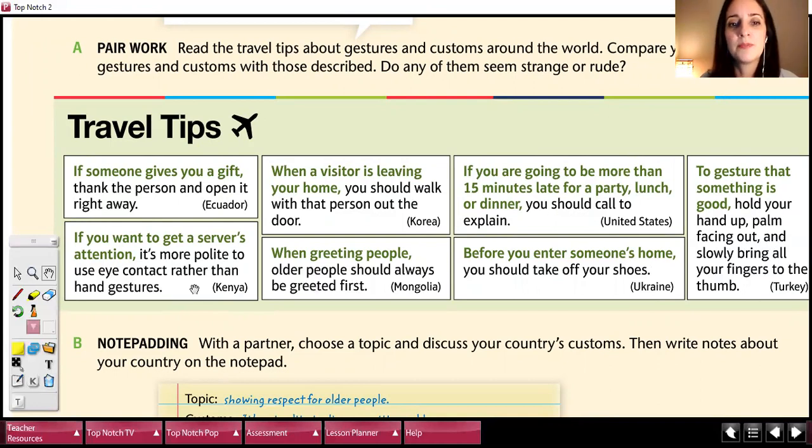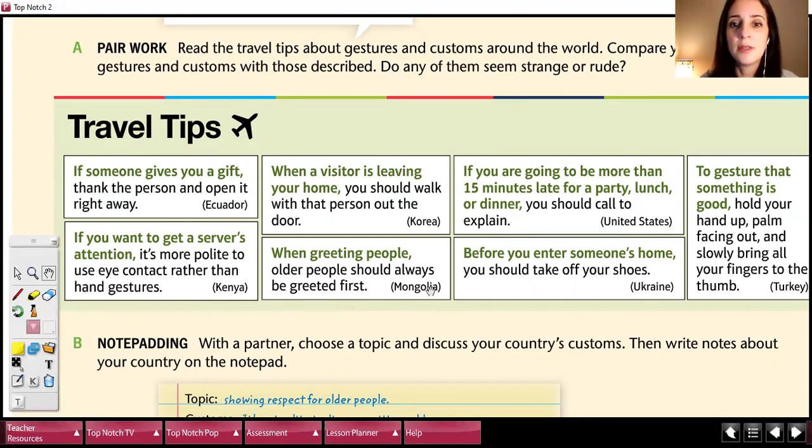It's really polite. When greeting people, older people should always be greeted first. So this is a custom in Mongolia, and here I believe that we greet the first person who is, I mean, near us, and then this is how we do it. Okay.